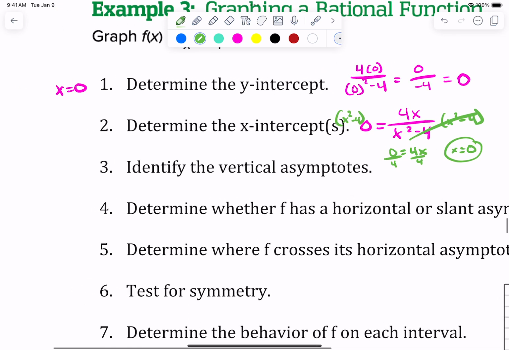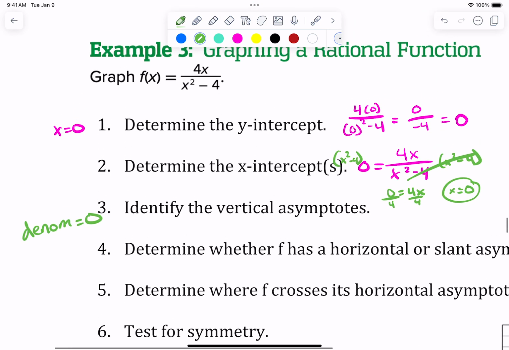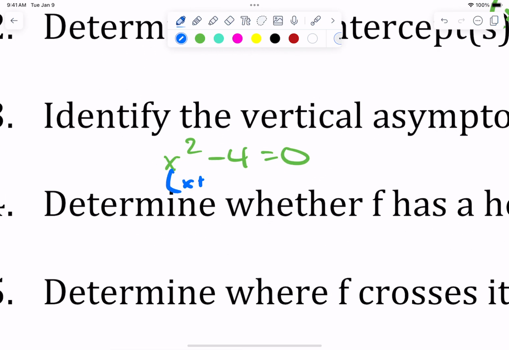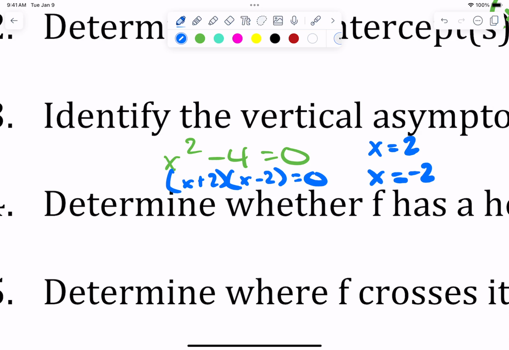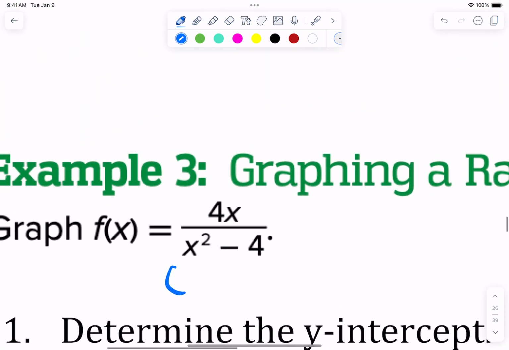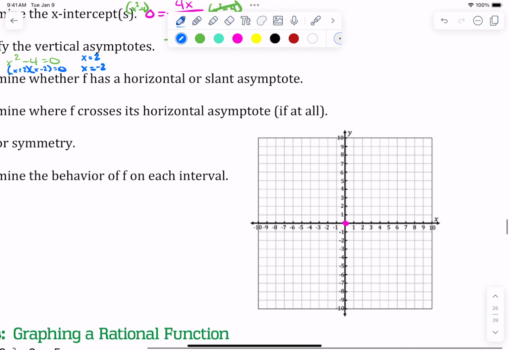Now find the VA. VA is denominator equal to 0. We can have more than one VA. So x squared minus 4 equals 0. This is x plus 2, x minus 2, the difference of squares. So I have 2 VAs. One of them is at positive 2. One of them is at negative 2. Now, is one of those a hole instead? I have to look again. This guy is x plus 2, x minus 2. Does he cancel? No. If he did, he would be a hole. But he's not. So we have 2 VAs. One's at positive 2, one's at negative 2.